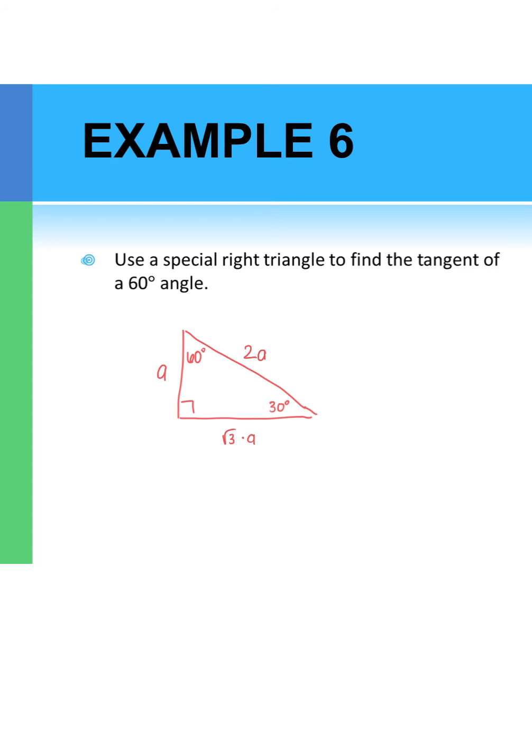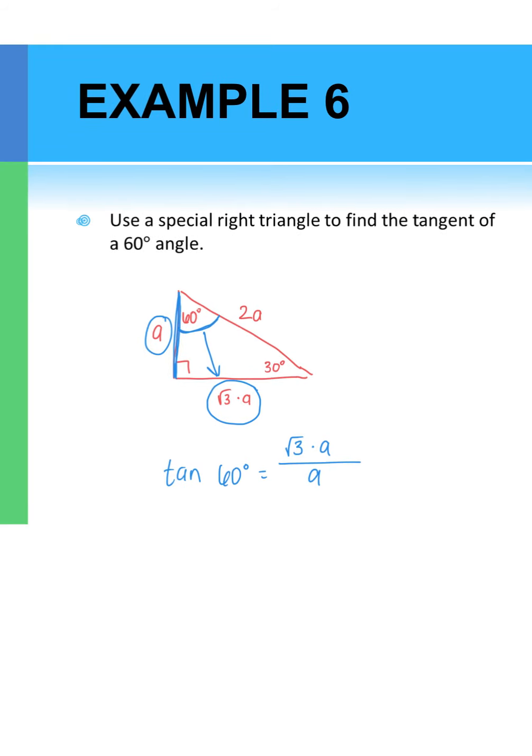So the tangent of the 60 degrees would be the square root of 3 times A, because that one's opposite. So the tangent of 60 degrees is the square root of 3 times A divided by the side adjacent to that angle. That is the leg. That would be A. So when we look at this, things are going to cancel. These A's will cancel. So we get that the tangent of 60 degrees is the square root of 3.